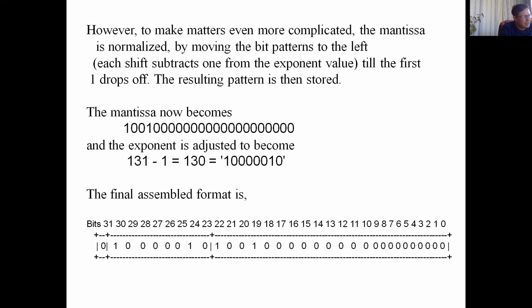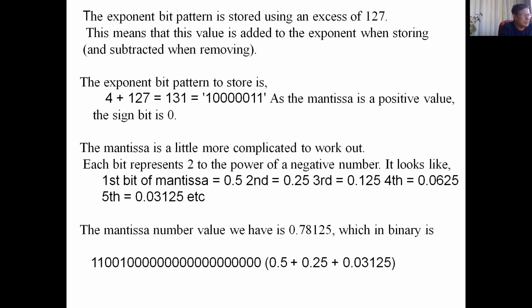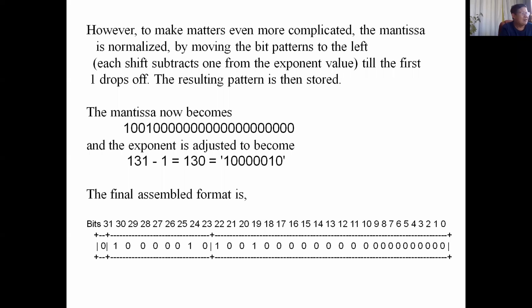It undergoes a little process of normalization, which means that after converting the mantissa, we drop off the leading one. And the exponent is adjusted according to the value we drop off. For example, our exponent is 131, we subtract 1, so 130 is this. Why is it like that? This is a standard, because there is confusion in terms of the storage or the conversion of the value 0.